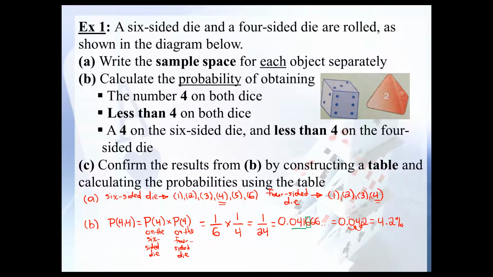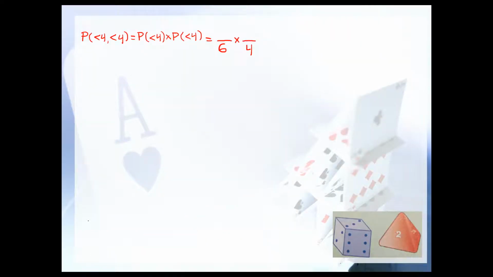Okay, so let's go here. Okay, so we want less than 4. So less than 4 would be a number that is smaller than 4, but not including 4. So on the six-sided die, there's 1, 2, 3 possible ways that you can obtain that. Okay, so let's go back to this slide and we'll fill that fraction in. 3 favorable ways in the six-sided die to get a number that's less than 4.